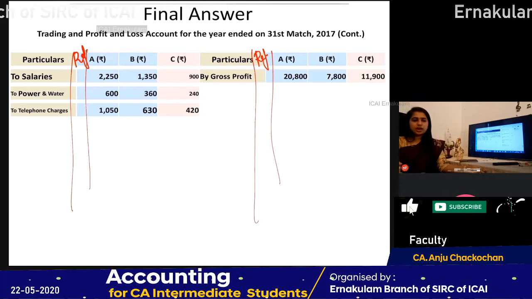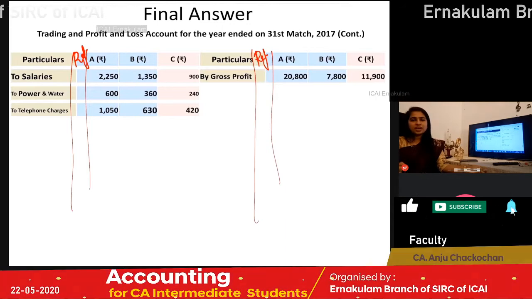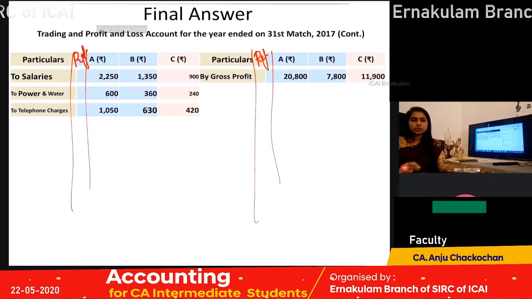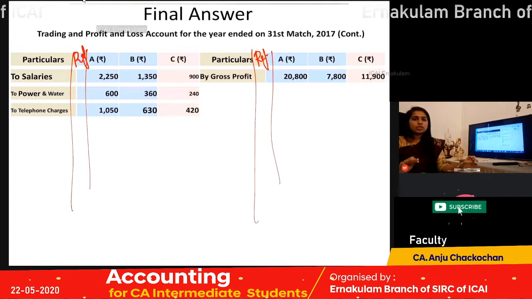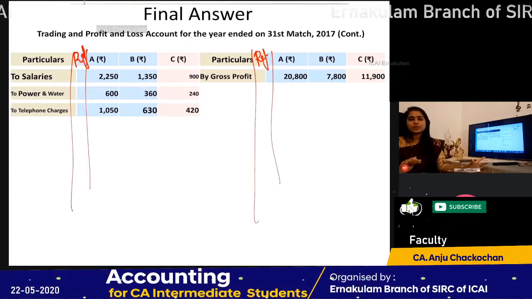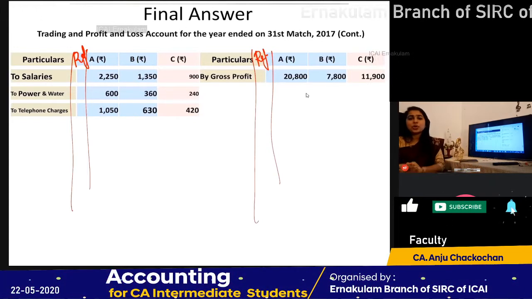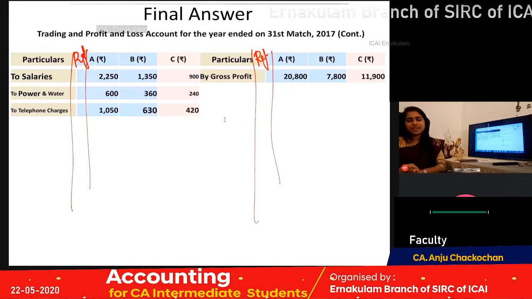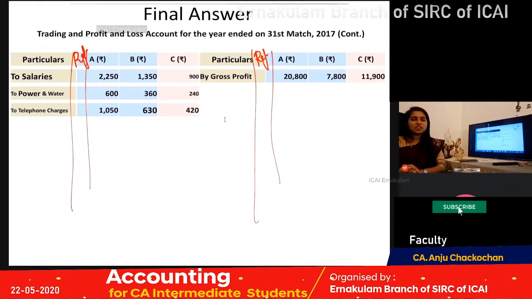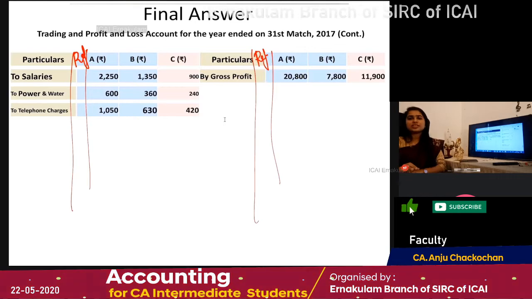Just an allocation part. You have the ratio in hand, you have the total expenses in hand. For this total expenses, you just have to apply the ratio. Use your calculators and you will be getting the final answers. Not a big deal, you can definitely do this.